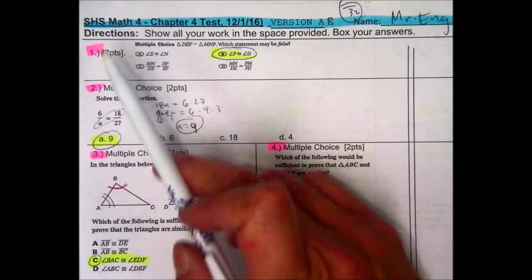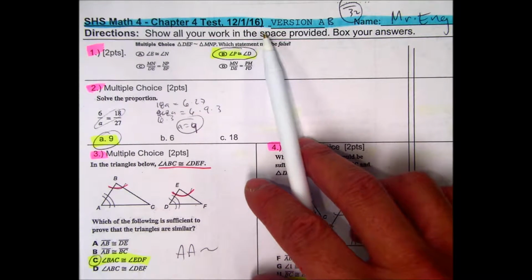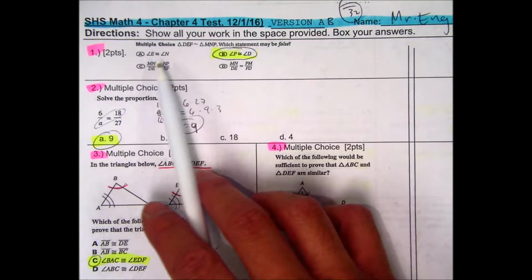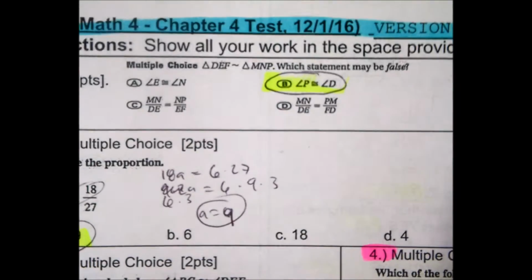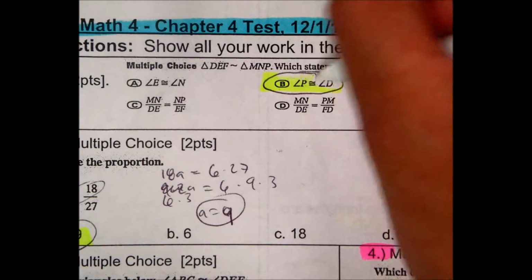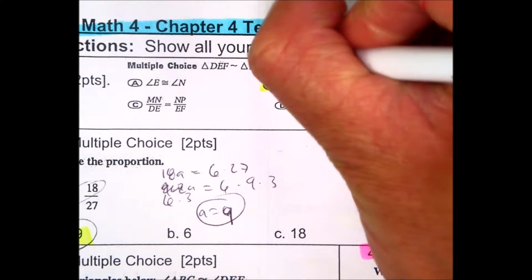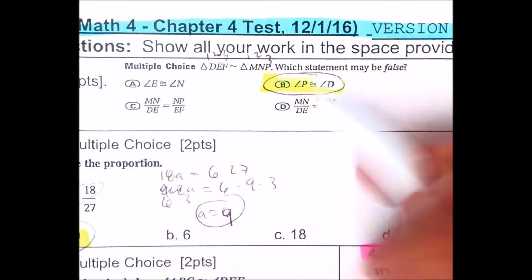All right, so these are the quiz test corrections for Chapter 4, December 1st, 2016, versions A and B. Question number 1, if triangle DEF is similar to triangle MNP, which statement is false? P is the third letter, and D is the first letter, so that one's false.